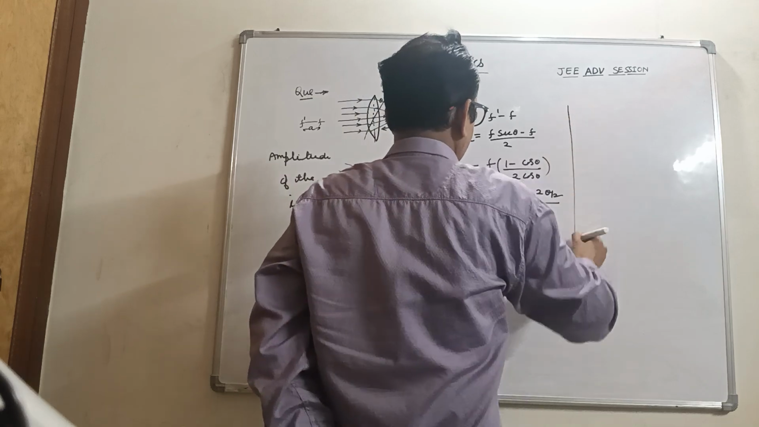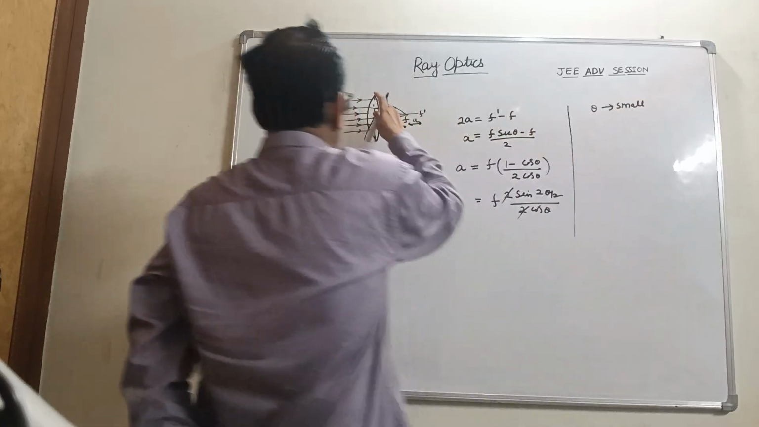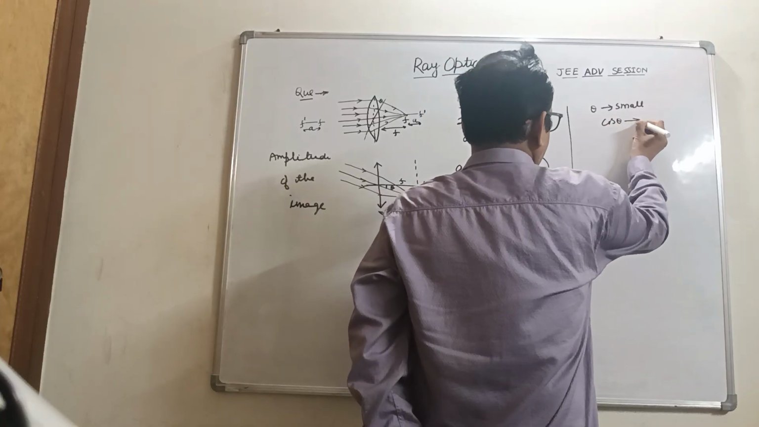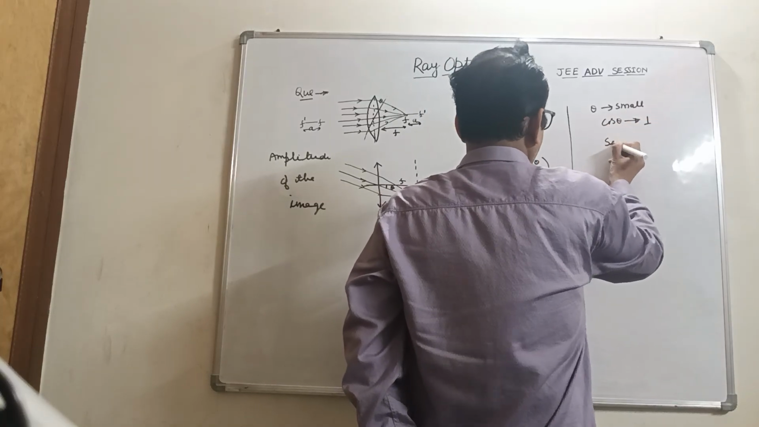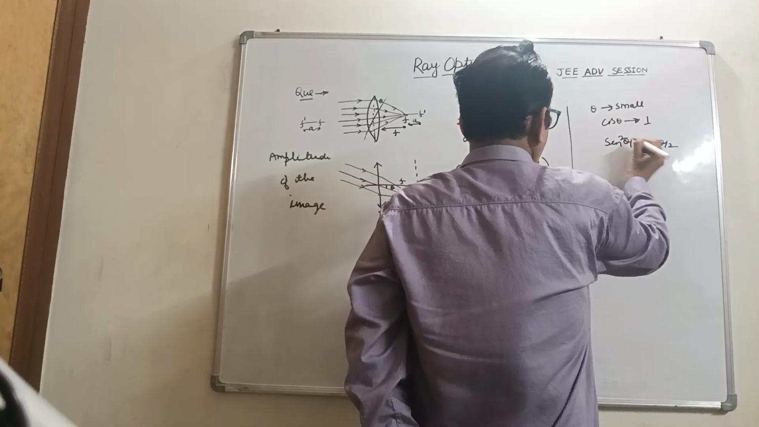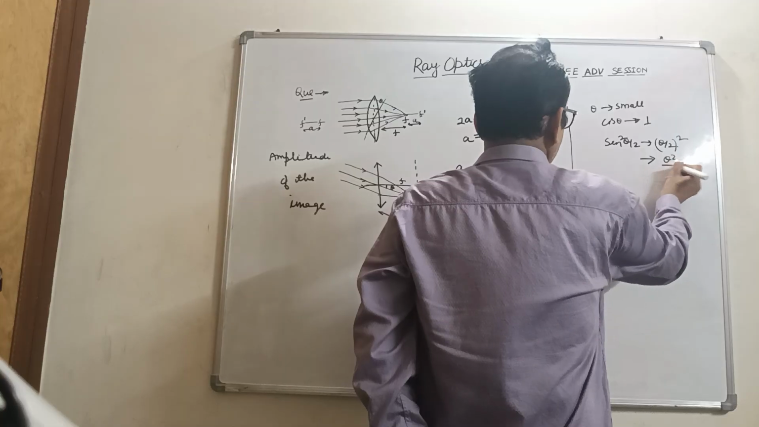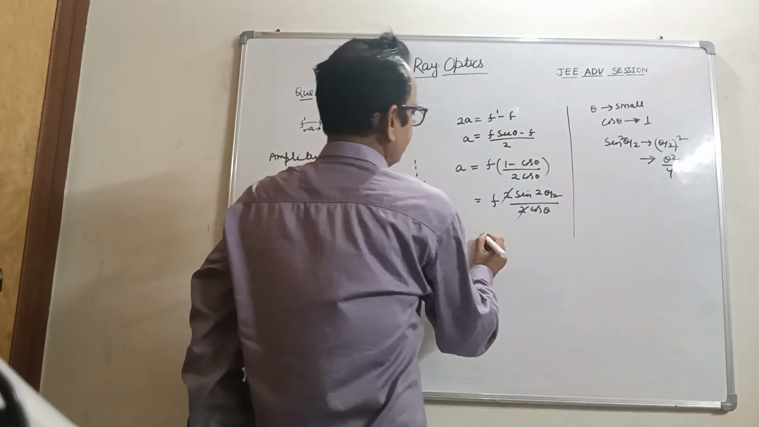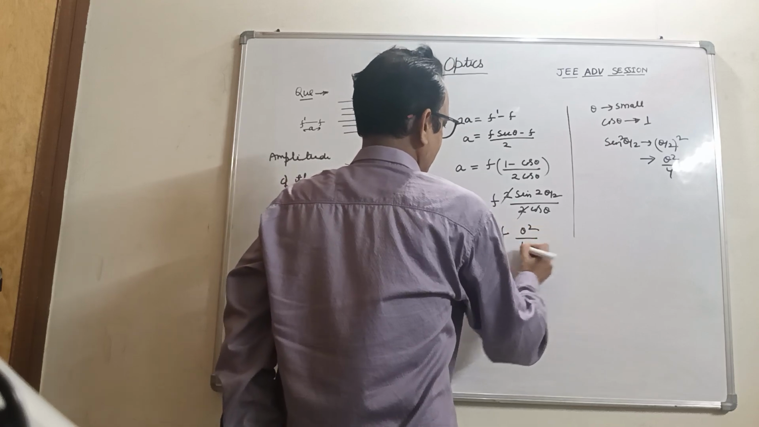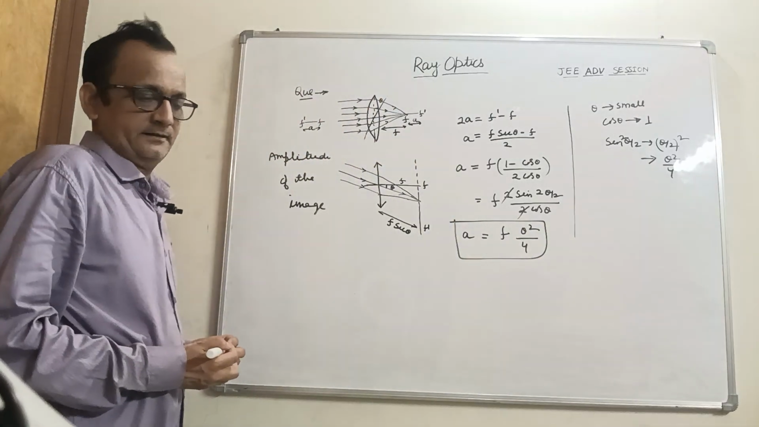So we know theta is small. This theta is very small. So cos theta would be 1, and sin theta by 2 is equal to theta by 2, and sin square theta by 2 would be sin theta by 2 whole square. This would be theta square by 4. Putting the value here, amplitude would be f theta square by 4. This is the answer. Next problem.